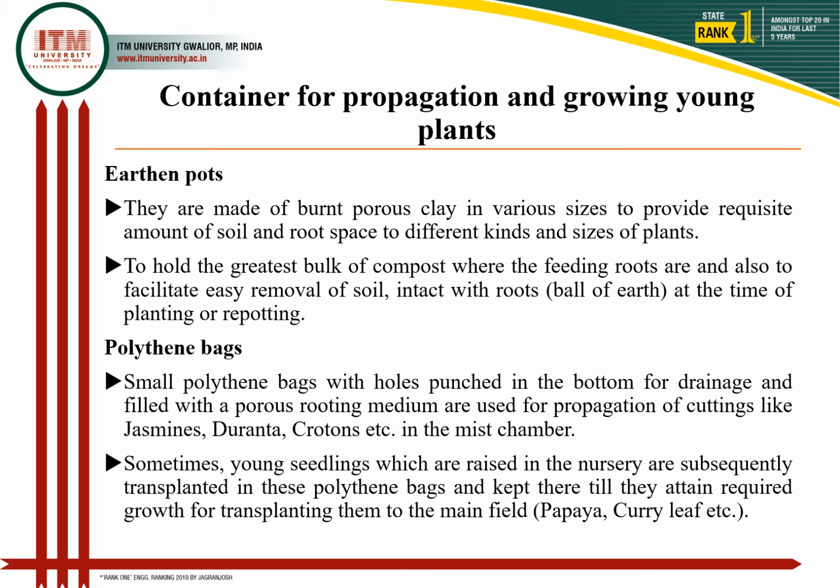Some containers are used as propagating material for the purpose of propagation. So earthen pots and polythene bags are used for the propagation of cuttings, or you can say seedling growth. Earthen pots or polythene bags are filled with suitable growing media mixed with FYM, and they should be of different shapes and sizes depending on the nature of the planting materials.